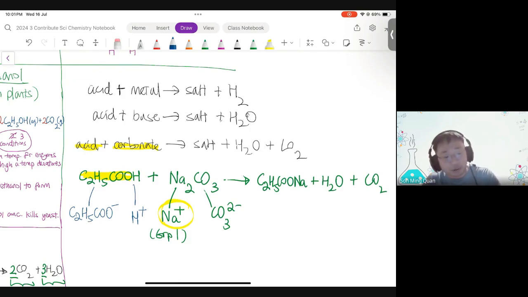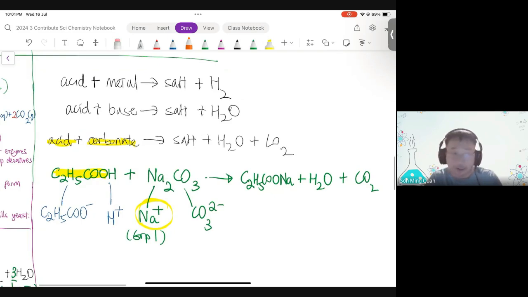Finally, we need to balance the equation. So if you look carefully, it's not balanced. What's not balanced? Sodium is not balanced. There's 2 sodiums on the left. It's Na2CO3. So I need 2 Na on the right. But if I have 2 Na, I will also have 2 C2H5COO. So put a 2 in front of the carboxylic acid as well to balance the equation. Now, you must be able to write this balanced equation.